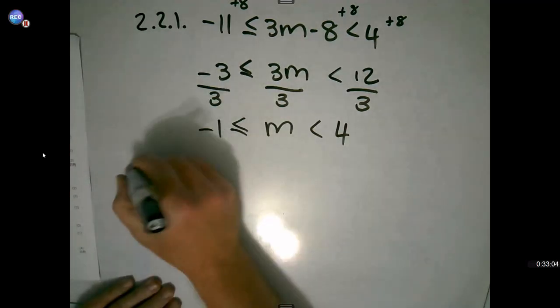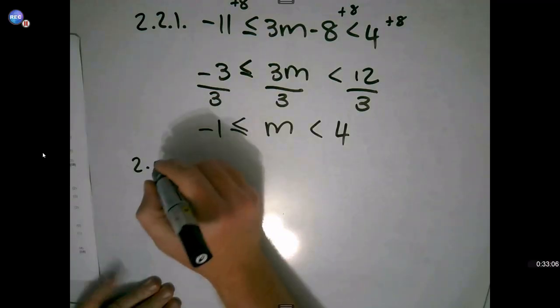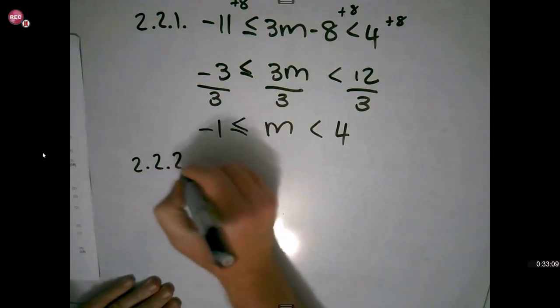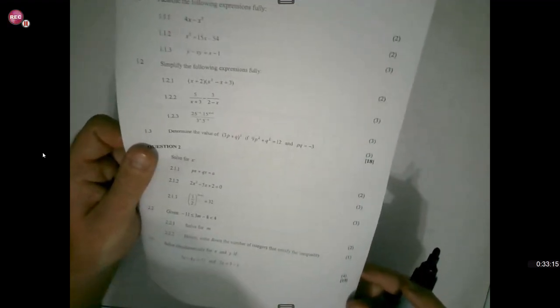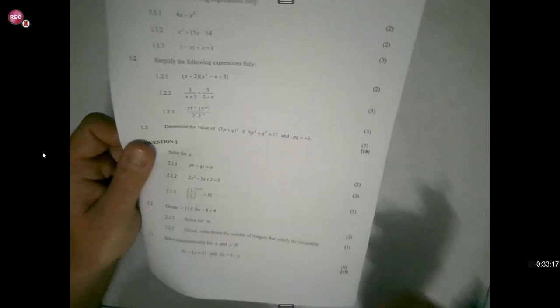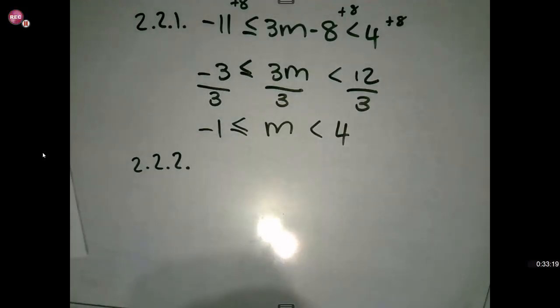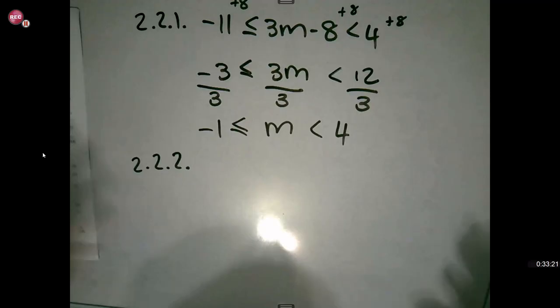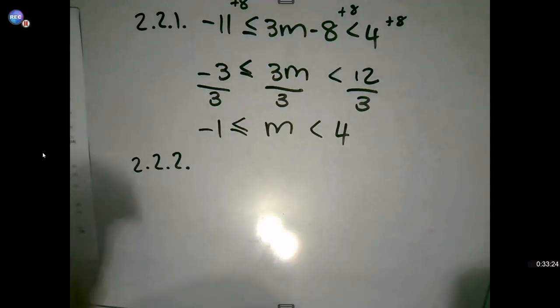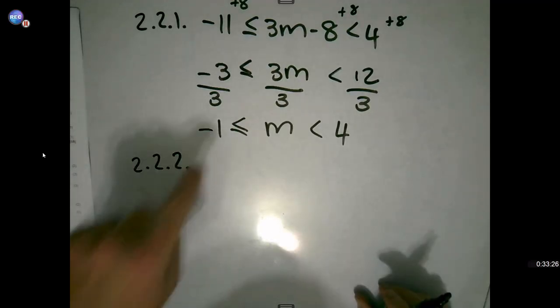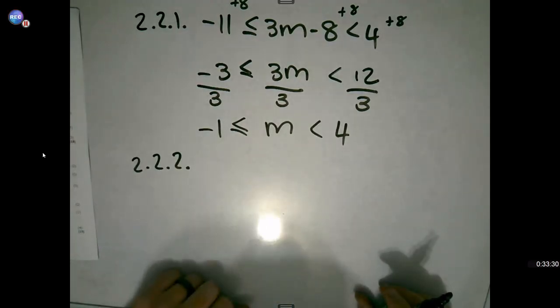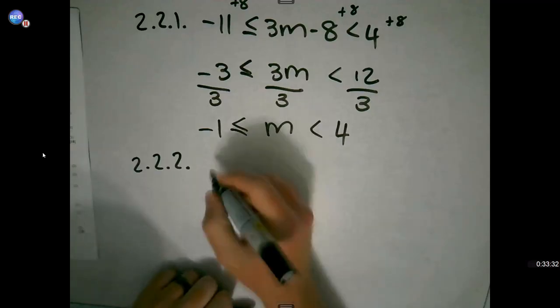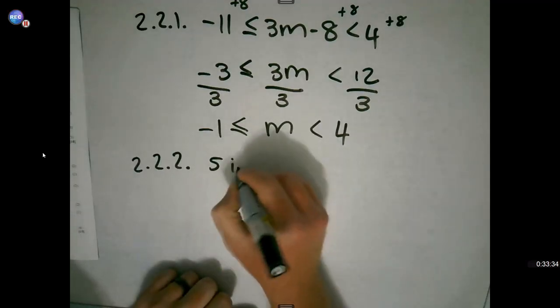Okay. Then, this will lead us to move on to 2.2.2. In this case, they ask you to hence write down the number of integers that satisfy the inequality. From negative 1 to 4, how many integers are there? There are 5 integers that satisfy it.